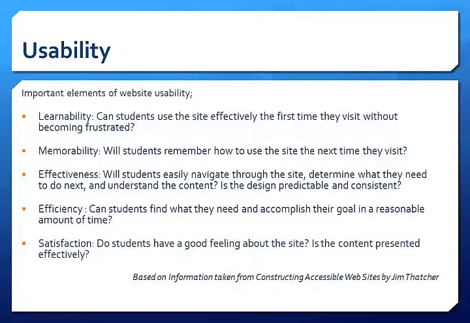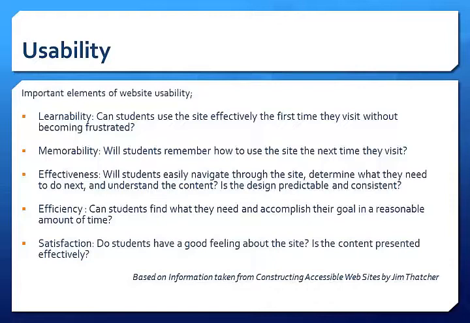Effectiveness. Will students easily navigate through the site and determine what they need to do next to understand the content? Is the design predictable and consistent? If you really want the students to read something, tell them to read this information. It doesn't have to be anything fancy. It can be very specific: start here, this is week 1's information. Before week 2, make sure you've done the following 5 things.